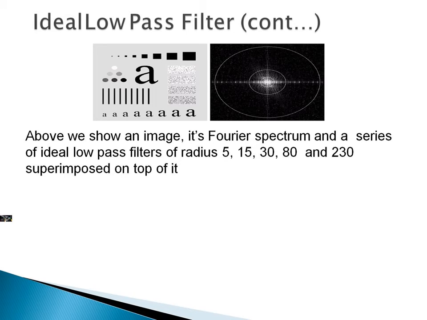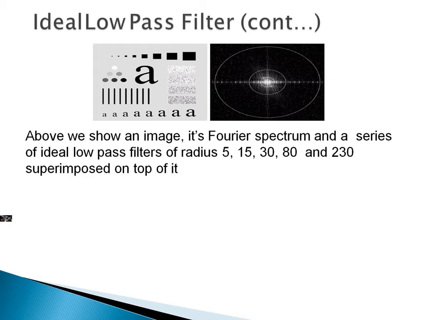This figure here shows a test pattern image and its corresponding spectrum. The circles are superimposed on the spectrum here, and these circles have radii 5, 15, 30, 80 and 230. These circles enclose some alpha percentage of the image power. So after a certain value it is going to fall off. Here the relatively small circle of radius 10 is going to start, and the total power will be enclosed within this radius 10 only.